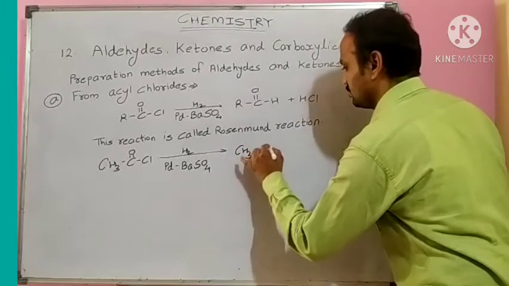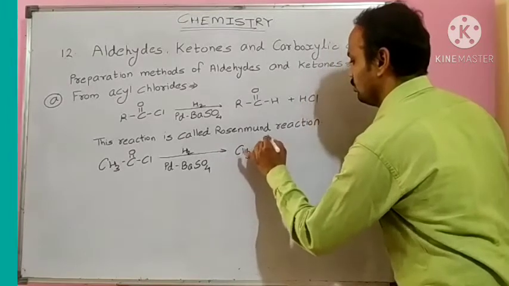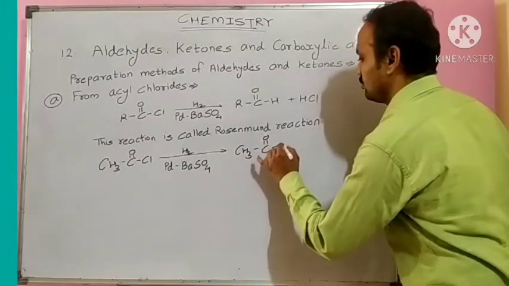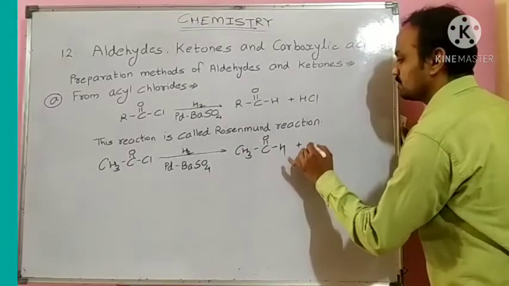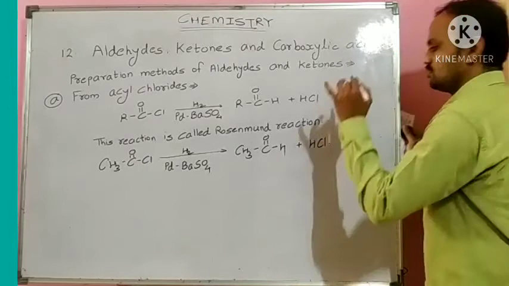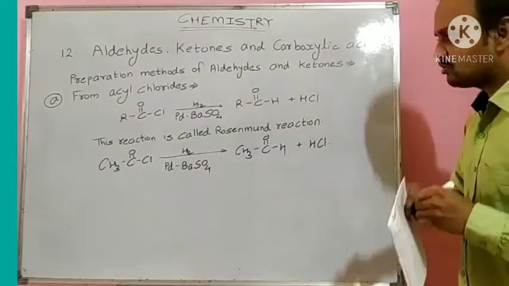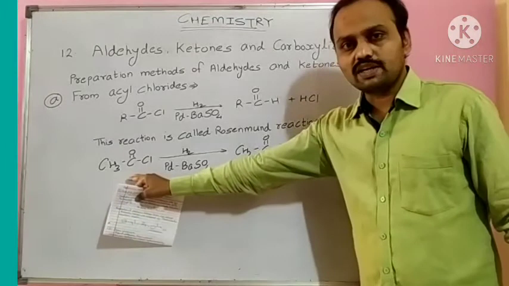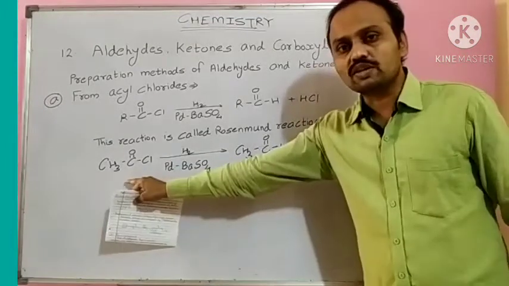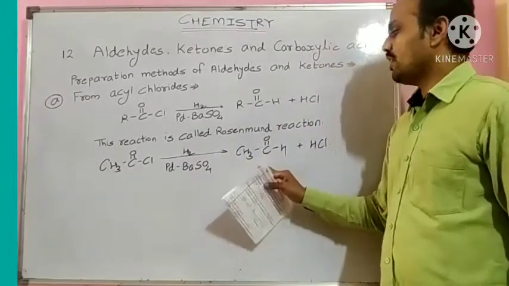CH3CHO. Acetaldehyde will be the product. So this is our example in which acyl chloride, or acetyl chloride, is converting into acetaldehyde.